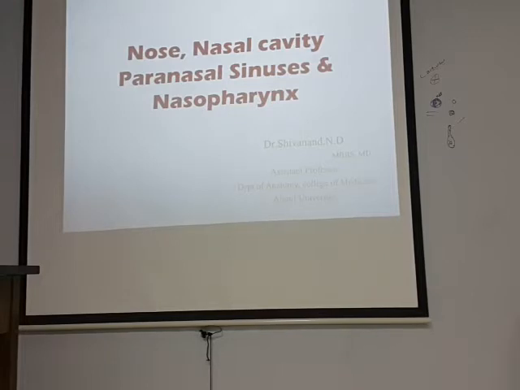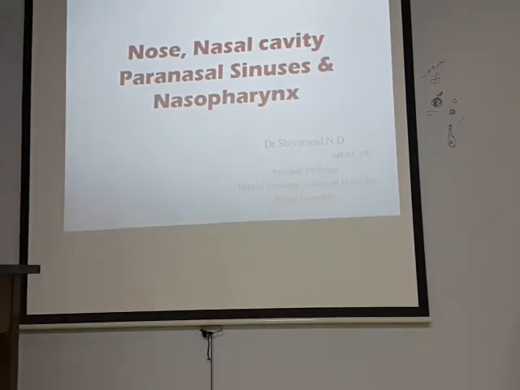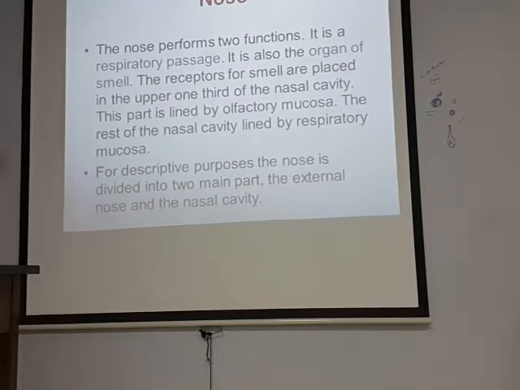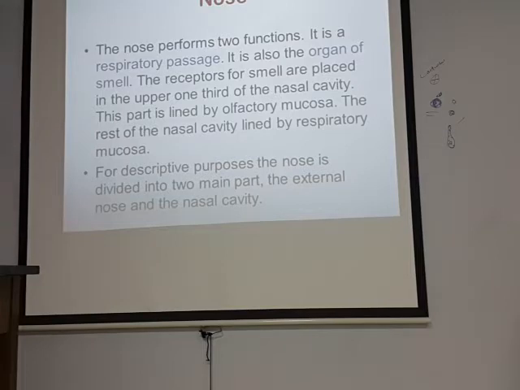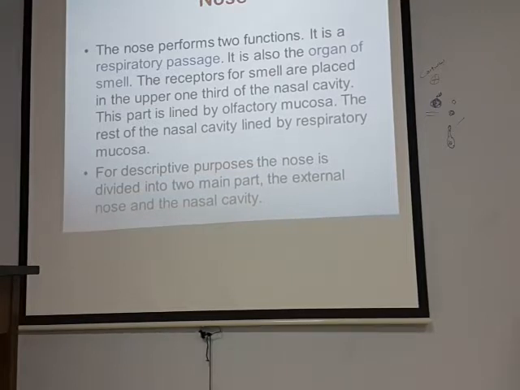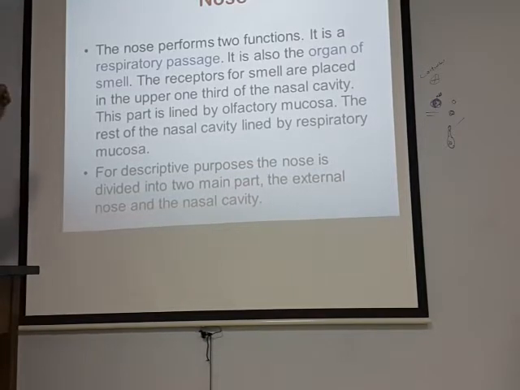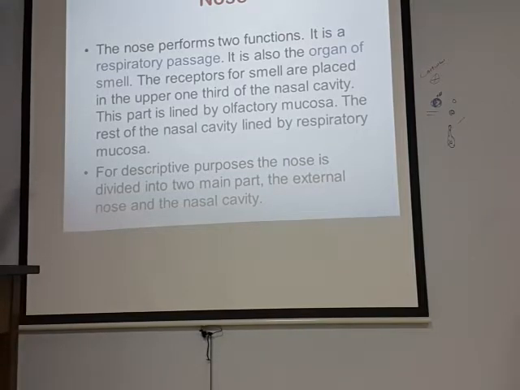Basically it has two functions: one is it provides the respiratory passage, and the other is the organ of smell. The receptors of smell are placed in the roof, that is the upper one third of the nasal cavity. This part is lined by olfactory mucosa, the upper one third.